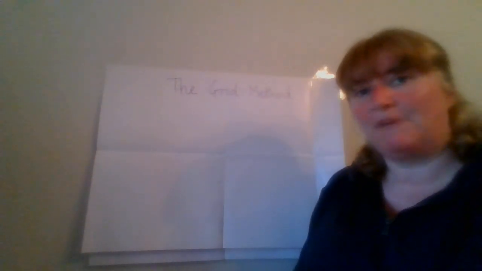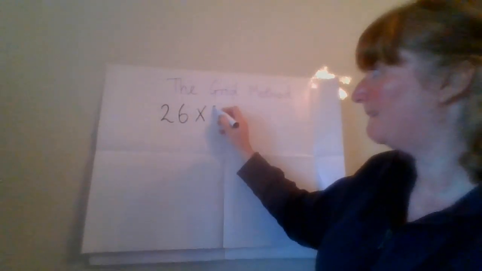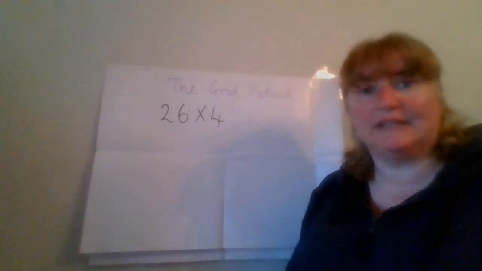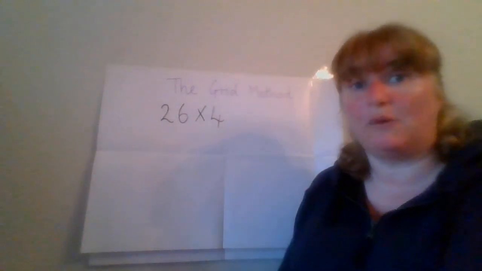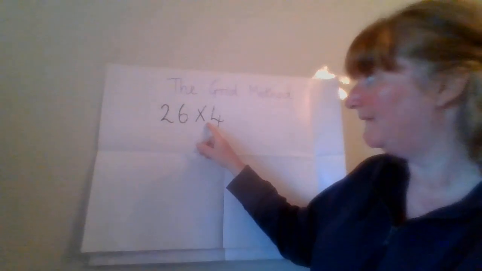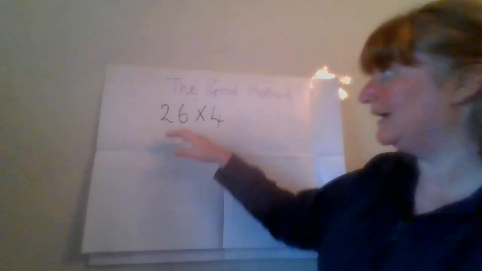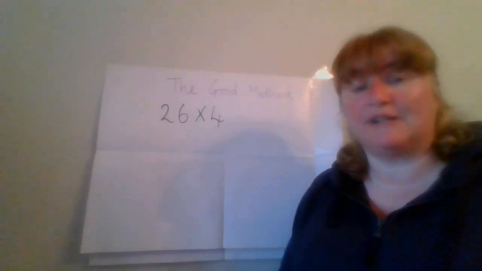26 multiplied by 4. So the first thing we'll do is write the sum down. Now we can see that this sum is a little bit bigger than I would probably be able to do in my head. Although I know my 4 times table, I probably know it up to 10, 12, but certainly not all the way up to 26. So I'm going to need another method to help me solve it. And that's where the grid method comes in.